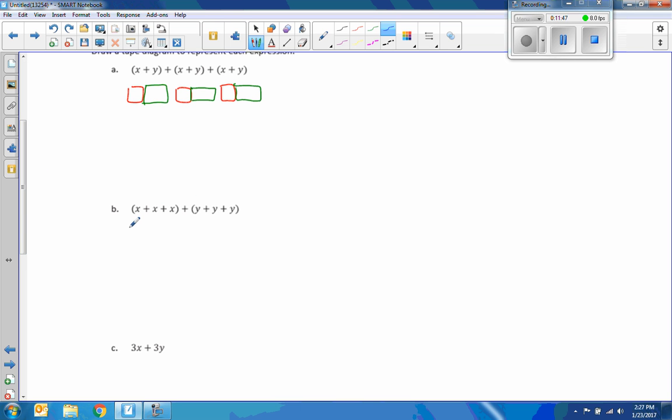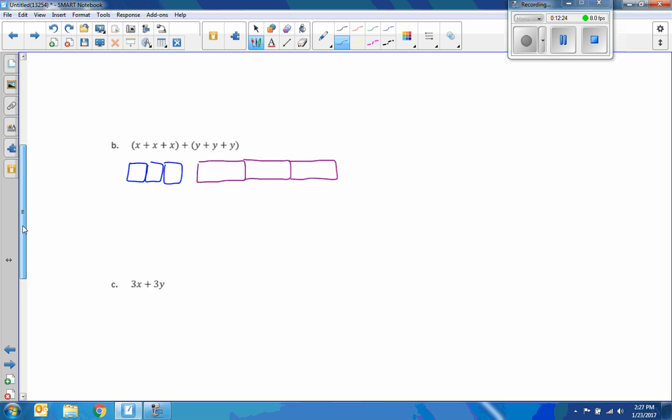Okay, so now I have 3 X's, so if X were this size, make 3 of them, plus, actually I don't need the plus I suppose. And then I want to represent Y as something different. So how about a rectangle about this size? And I need 1 plus another 1 plus a third. So this is X plus X plus X, Y plus Y plus Y.